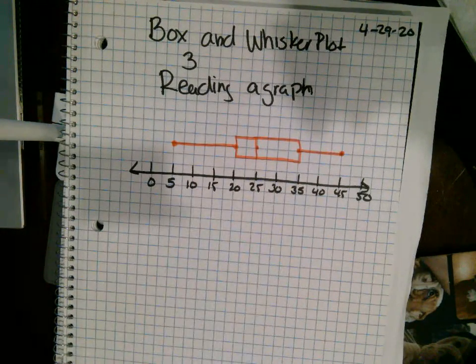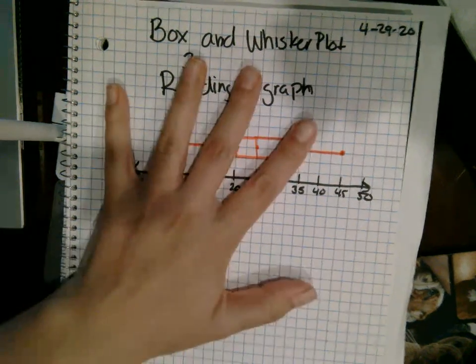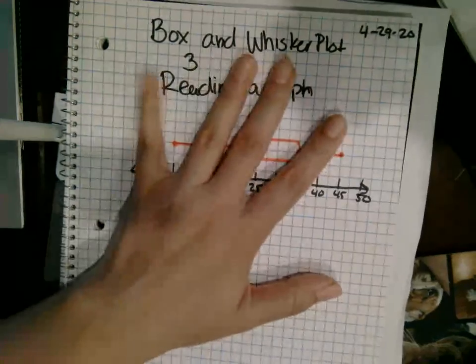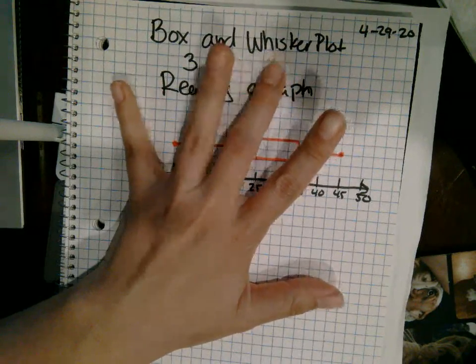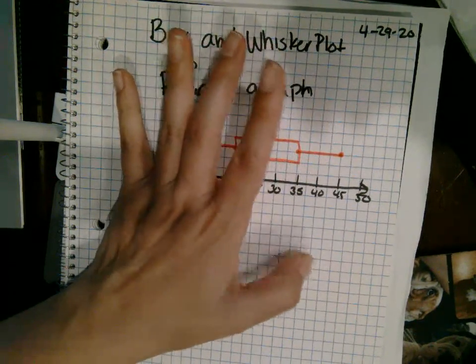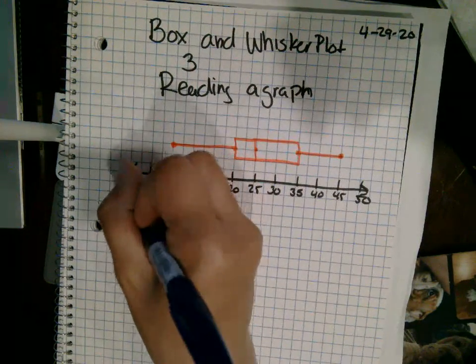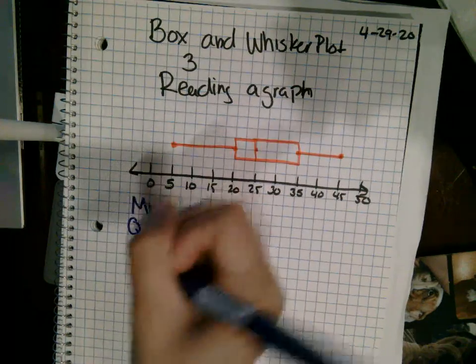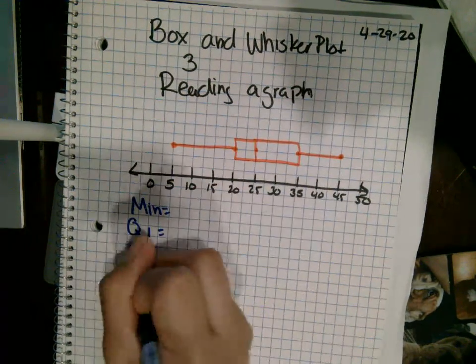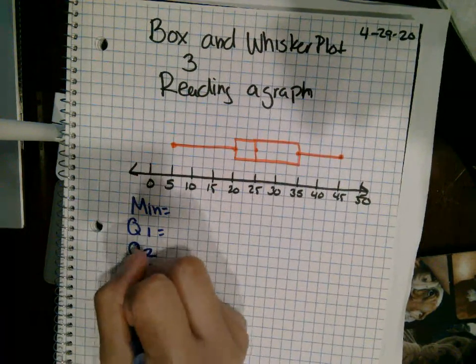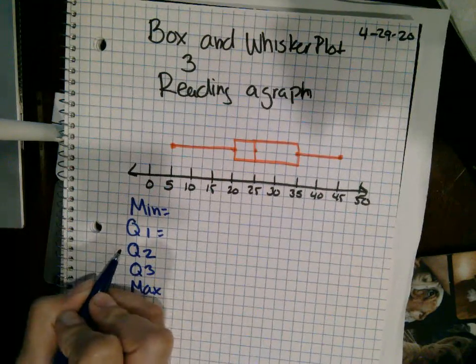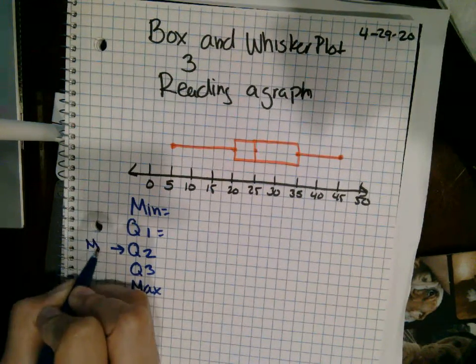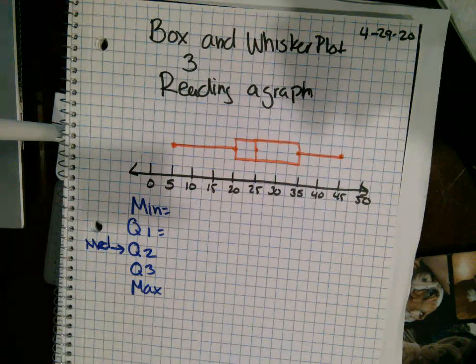It's already drawn for you. That's all they're giving you today. So you have to come up with the 5 from the left hand: minimum, lower quartile, median, upper quartile, maximum. So minimum, quartile 1, quartile 2, quartile 3, maximum. Remember, quartile 2 is your median. Super important that you understand that's median, the middle number.